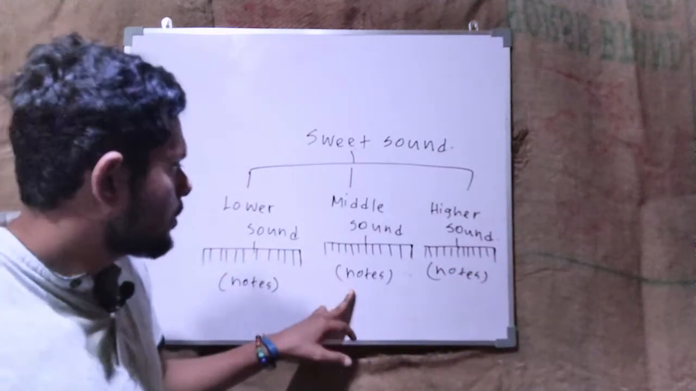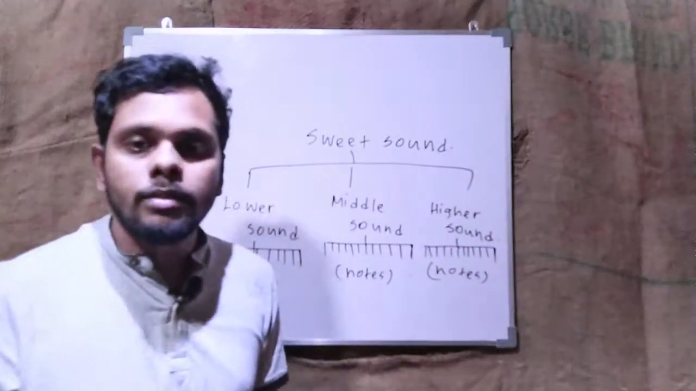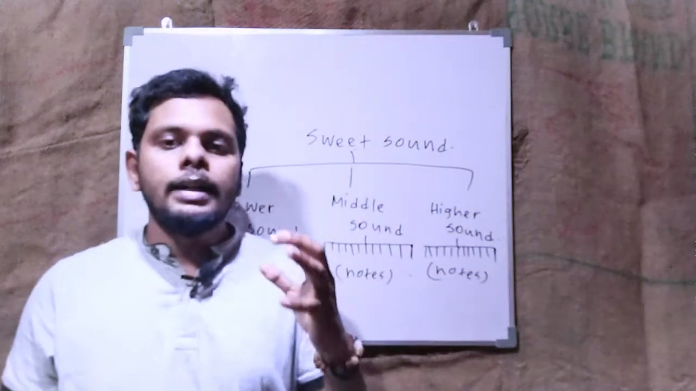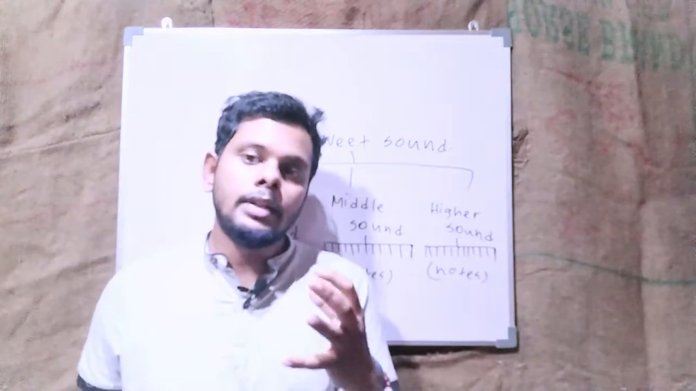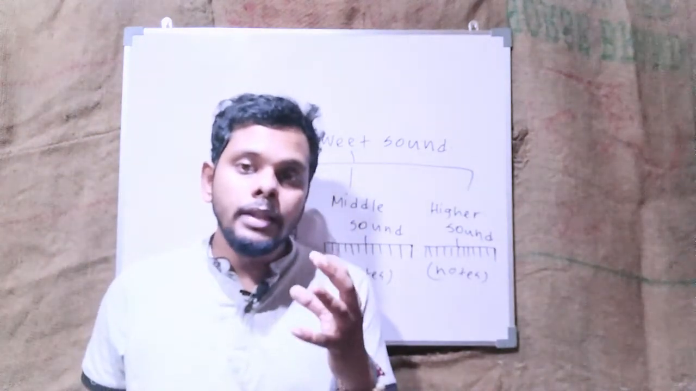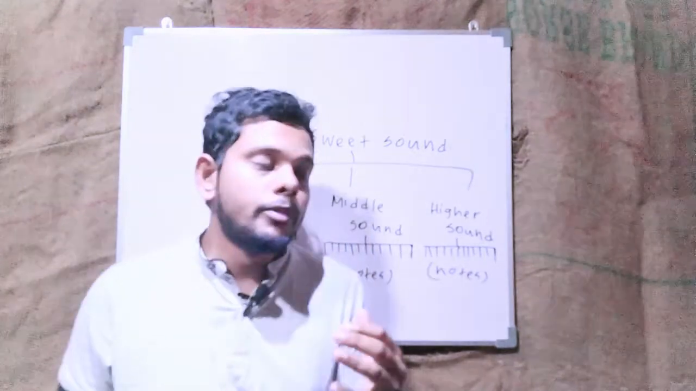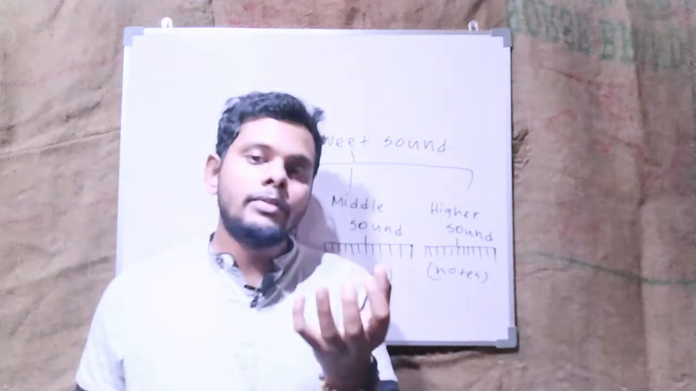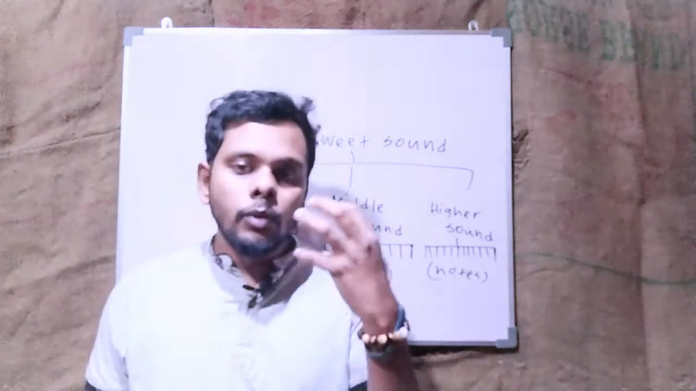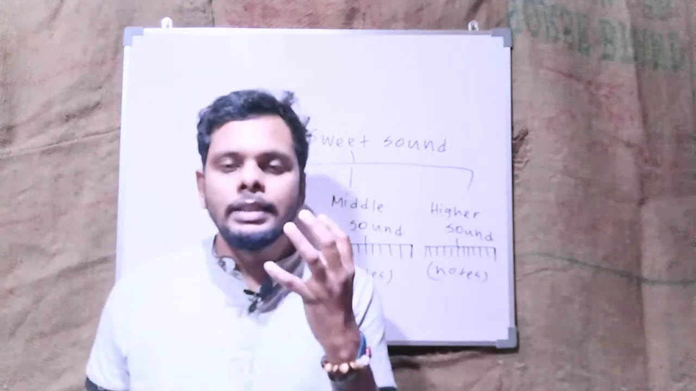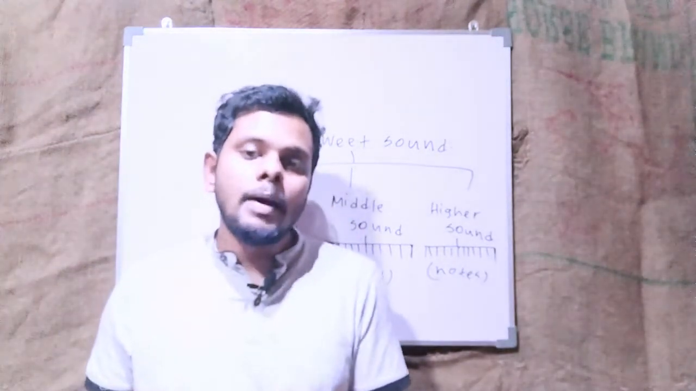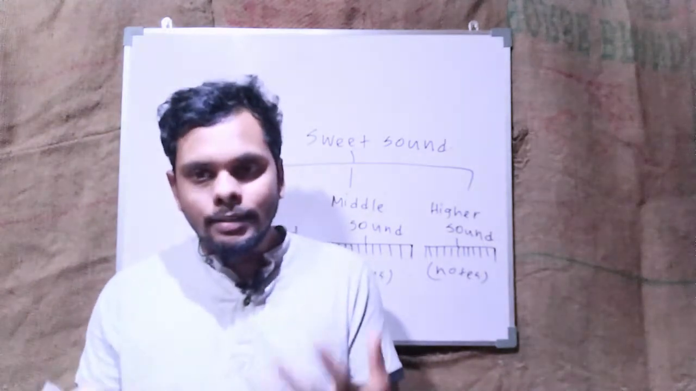Twelve notes. Each sound has 12 notes like this. The 12 notes in each of these sounds are named the same way. But the 12 notes in the lower sound part are heard as a lower voice, the 12 notes in the middle part are heard as a middle sound, and the 12 notes in the higher part are heard as a higher sound.